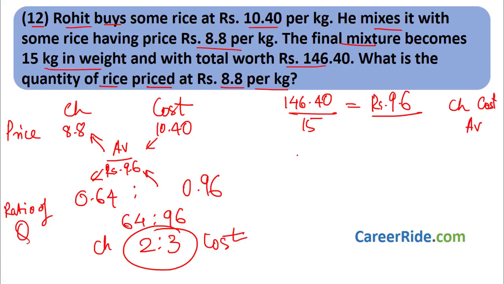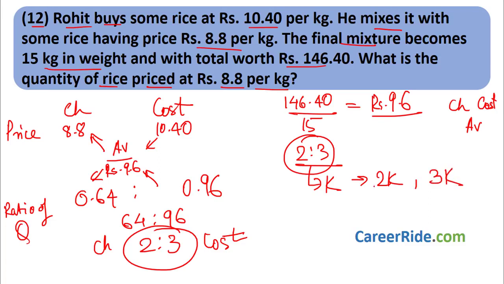Now what they have given is the total. Now we know only the ratio of both types of rice. We do not know actually how much is the amount. How to find the actual amount? Assume the common factor to be k. So the actual amount is 2k kg and 3k kg. And we already know that the final mixture is 15 kg. So the addition of this would be 15 kg, k would be equal to 3.